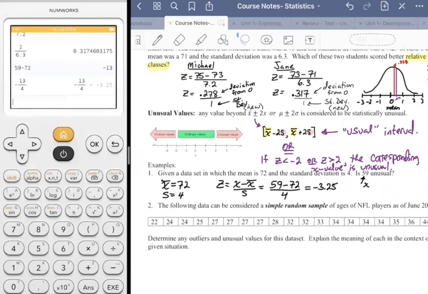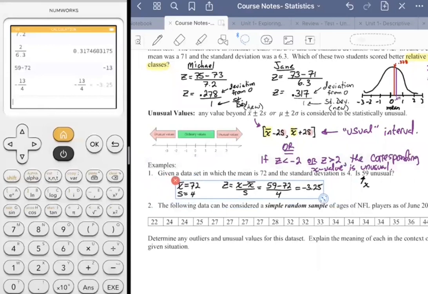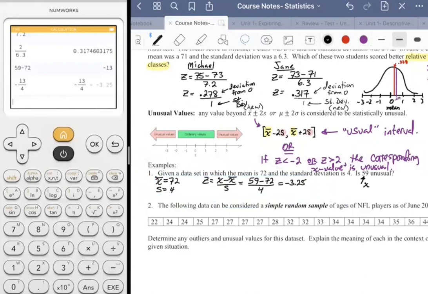All right. And so what we get from that is that we're looking at a number that's less than negative 2. Oops, over shrunk it. So Z is less than negative 3.25. I'm sorry, negative 2. It is negative 3.25. Therefore, 59 is unusual.